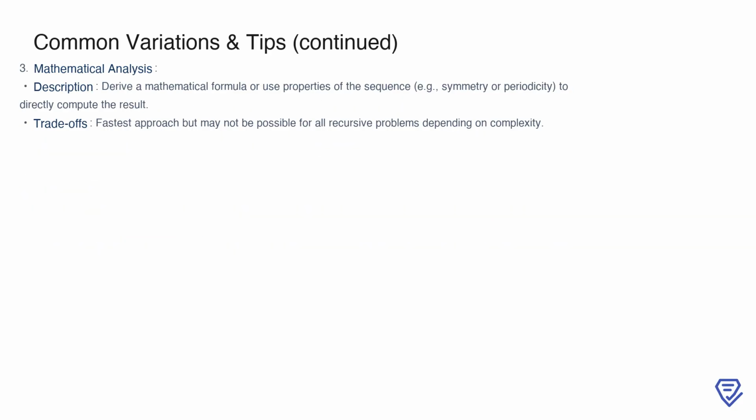A third alternative is to use mathematical analysis. By studying the sequence's properties, such as its symmetry or periodicity, you might be able to derive a mathematical formula to directly compute the result at any index. This is often the fastest approach, as it eliminates the need for recursion or simulation altogether. However, deriving such a formula isn't always feasible, as it depends on the complexity of the recursive pattern. When possible, this method can provide an elegant and efficient solution, but it requires a deep understanding of the problem structure.